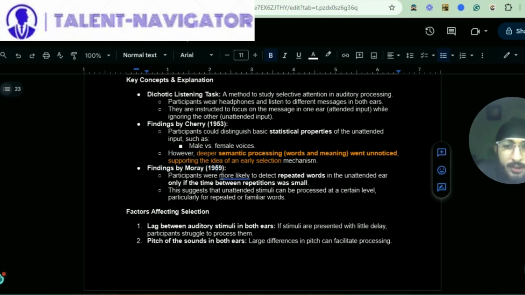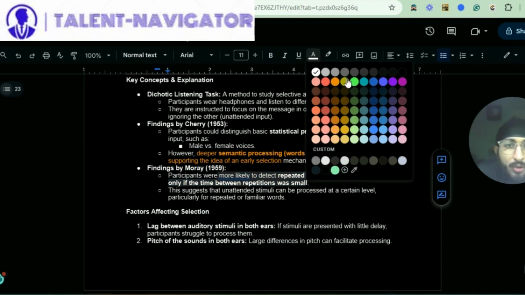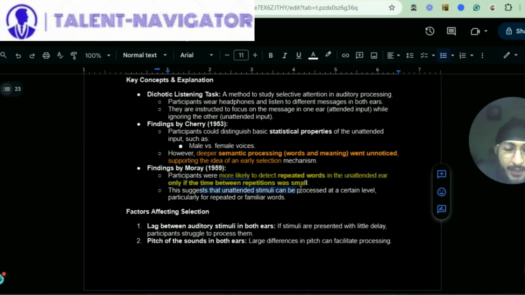Findings by Moray: participants were more likely to detect repeated words in the unattended ear, only if the time between repetitions was small. This suggests that unattended stimuli can be processed at a certain level, but particularly for repeated or familiar words.